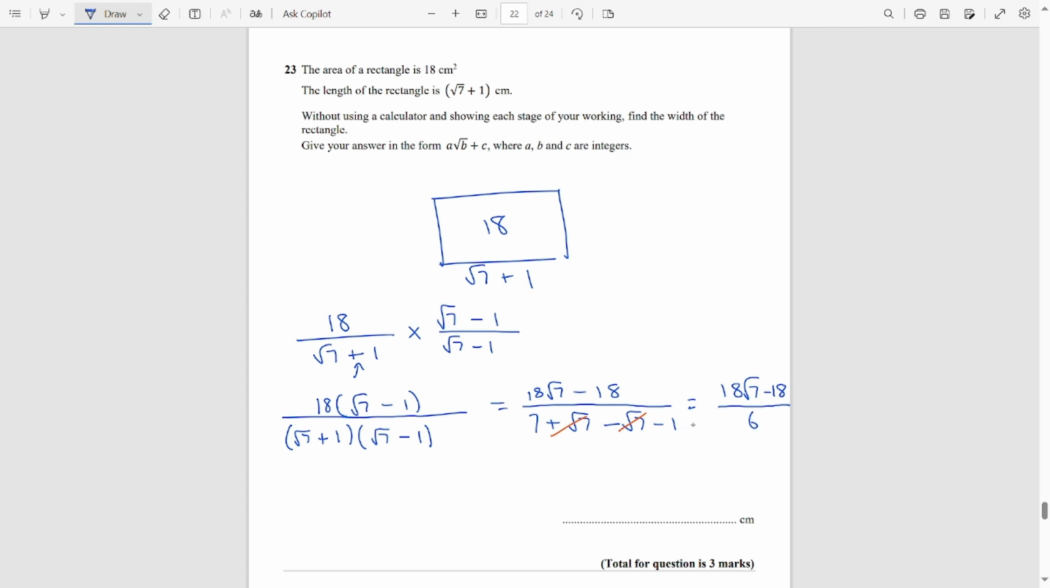And I am actually noticing that everything is divisible by 6 here, which is great because in the format that they want, I can see I don't actually have a denominator. So let's divide through by 6. So we have 3 root 7 minus 3. And so then that can be my final answer.